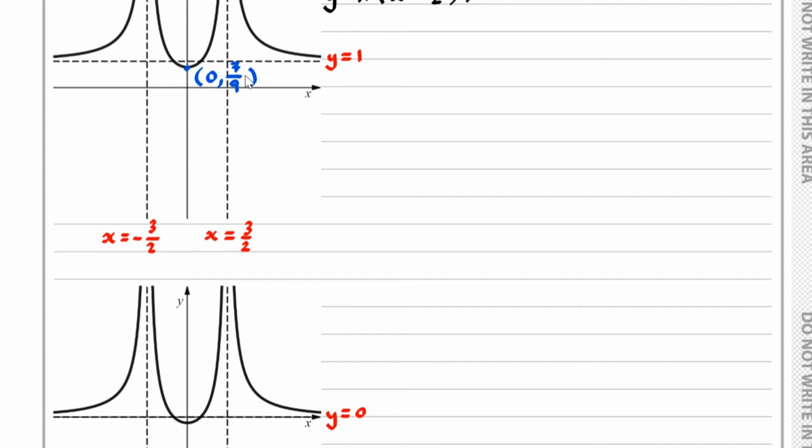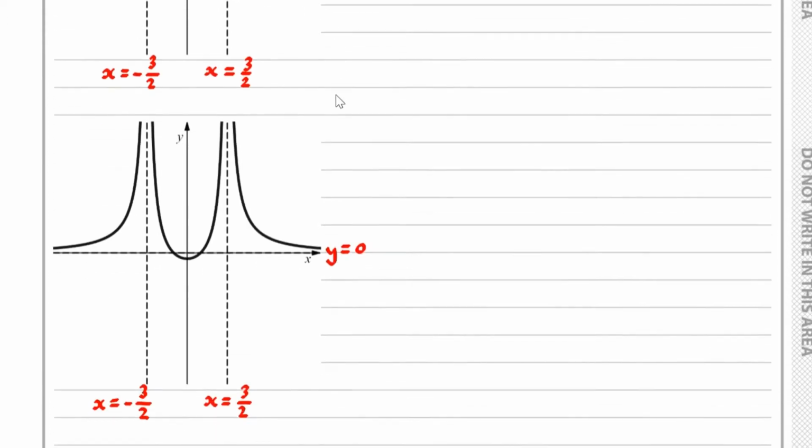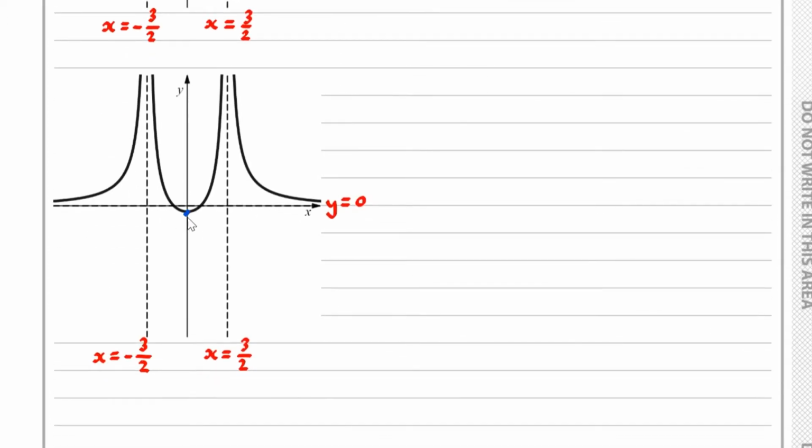So if we do 7 over 9 subtract 1, we get negative 2 over 9. So here we've got 0 and then negative 2 over 9. So we've got the graph of y equals the mod of f of x plus 3 over 2 subtract 1.